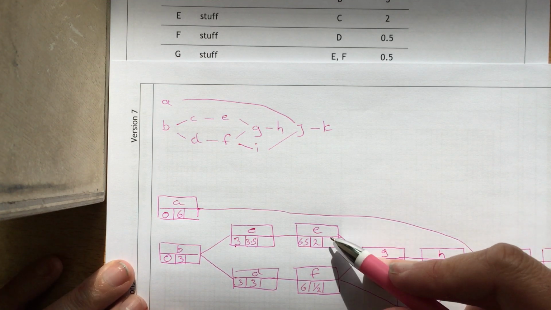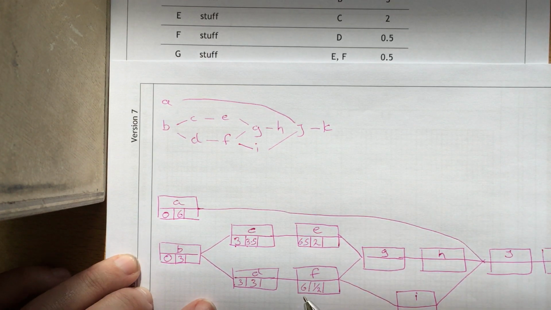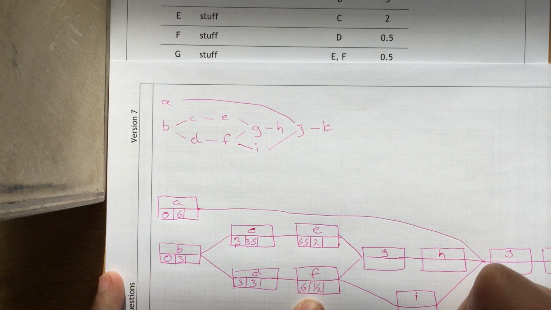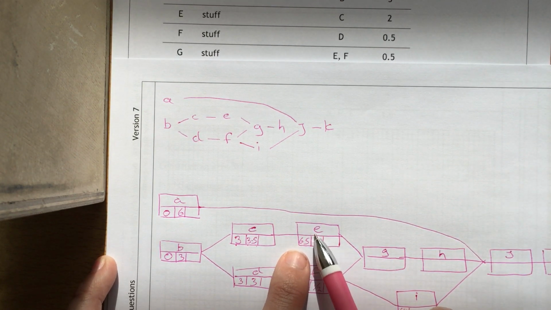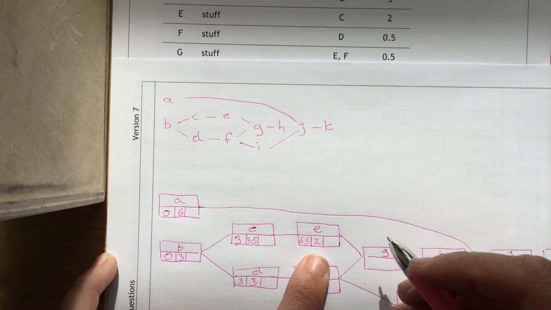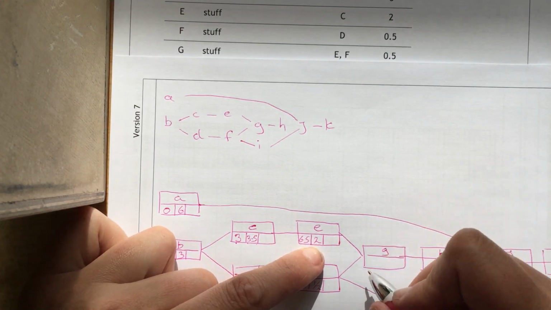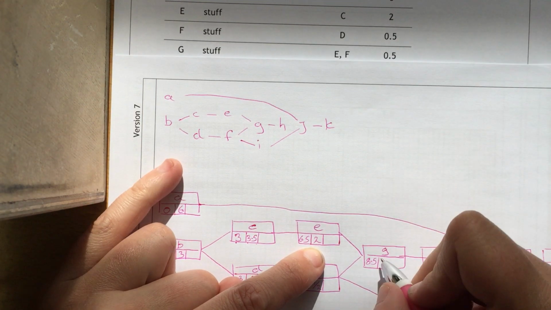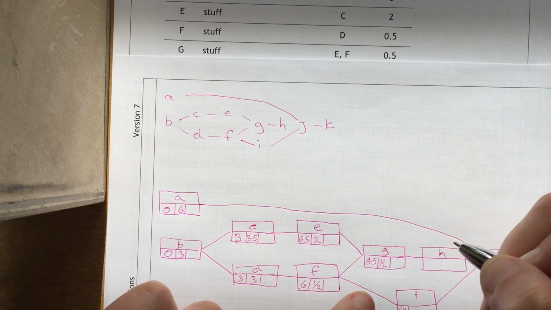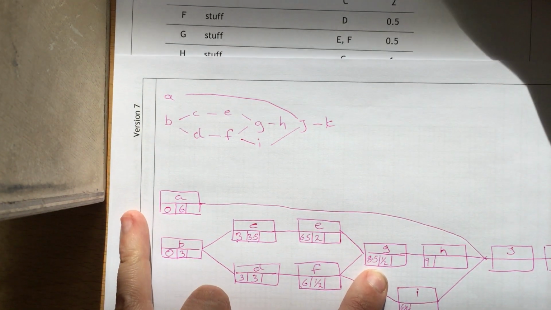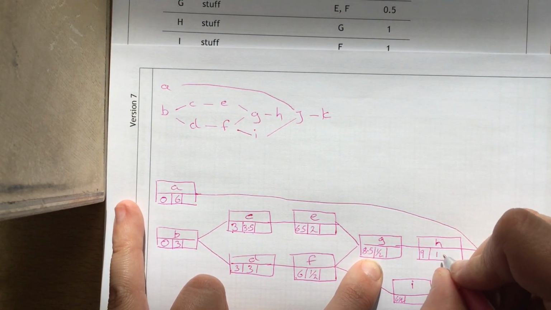F has to wait for 3 and another 3, which is 6, and has a duration of half. So G has to wait for both of these two things. This one, F, will finish at 6.5, which is useful for I to know. E will finish 6.5, 8.5. So we need to wait for both of these for G to start. So that one's going to be 8.5. G has got a duration of a half. So H can start at 9. H is 1 long.